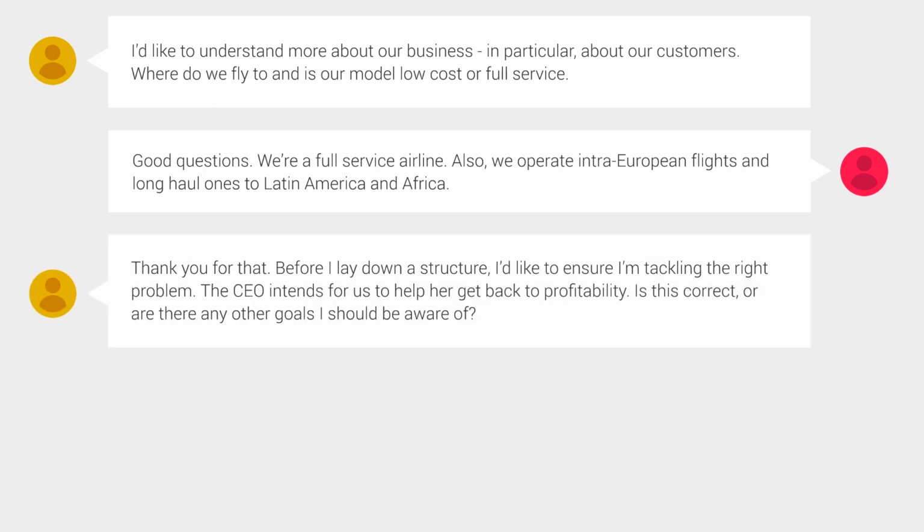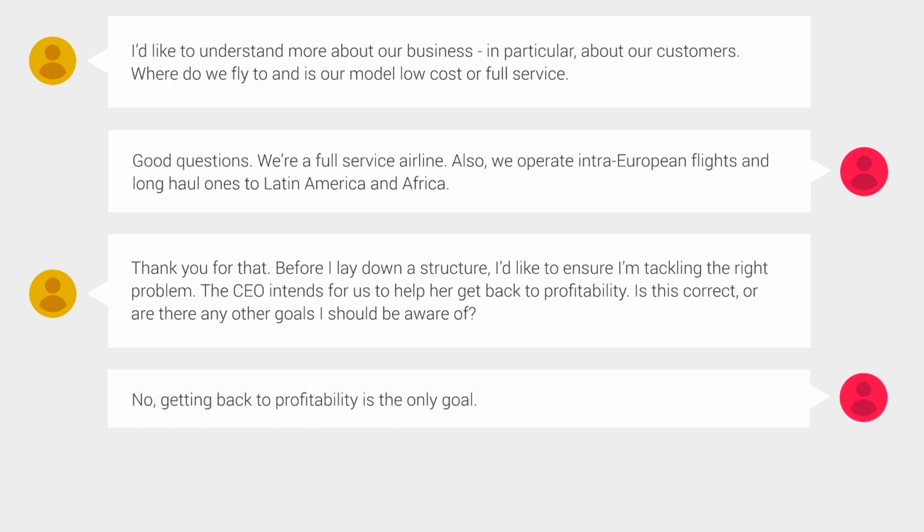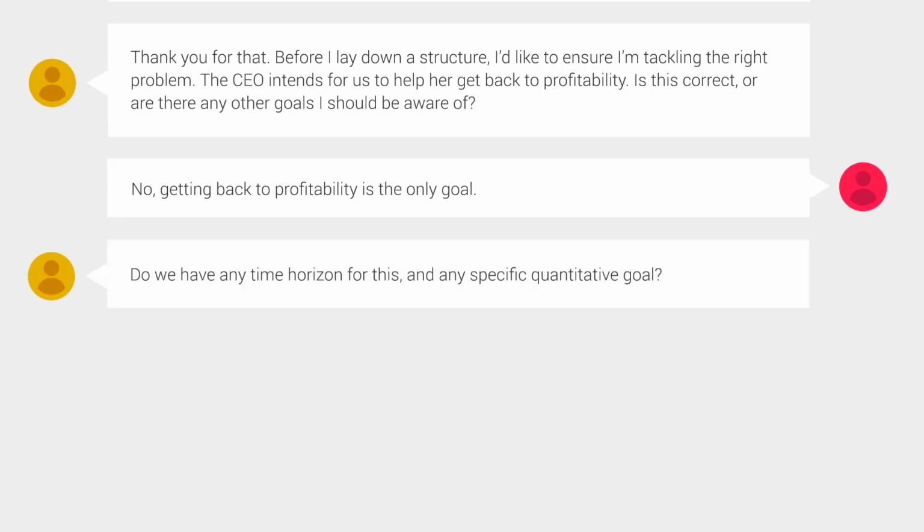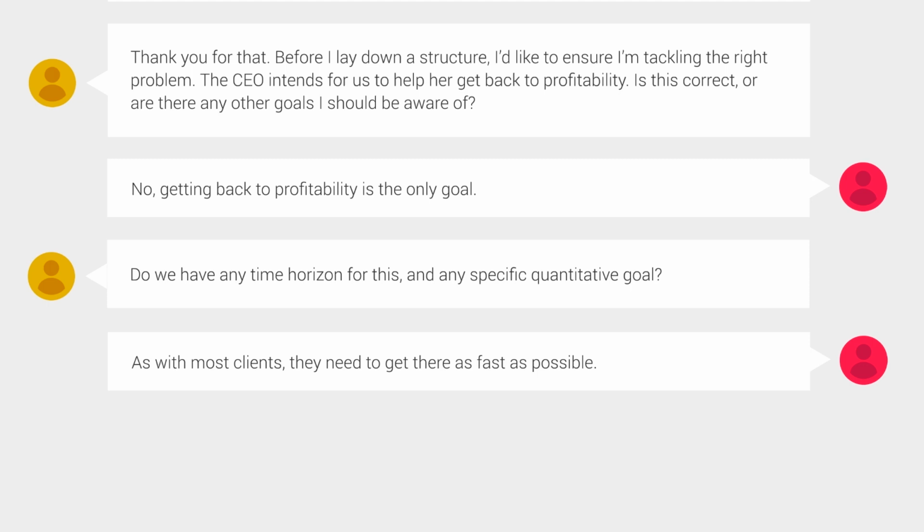Thank you for that. Before I lay down a structure, I'd like to ensure that I'm tackling the right problem. The CEO intends for us to help her get back to profitability. Is this correct? Or are there any other goals I should be aware of? No, getting back to profitability is the only goal. Do we have any time horizon for this, and any specific quantitative goal? As with most clients, they need to get there as fast as possible. Sure, I'll get to work then.